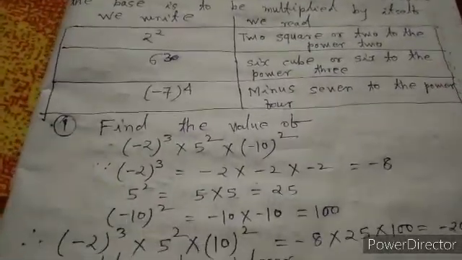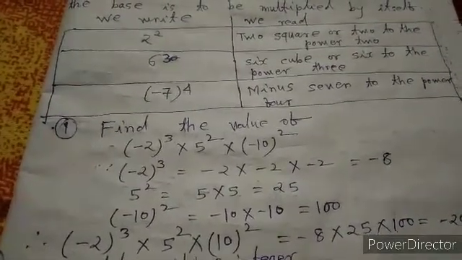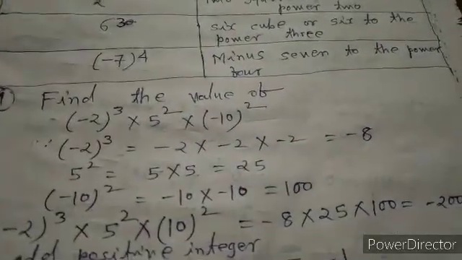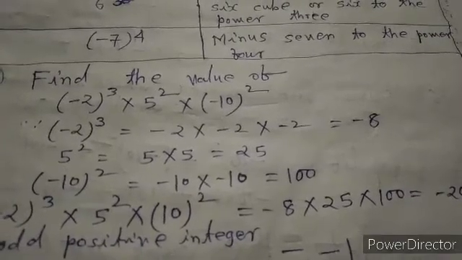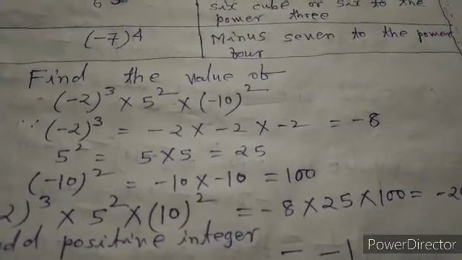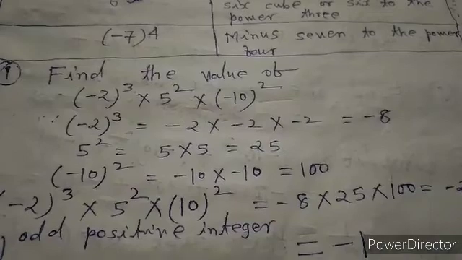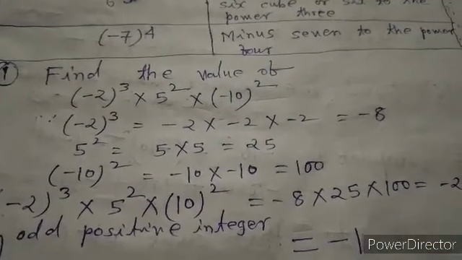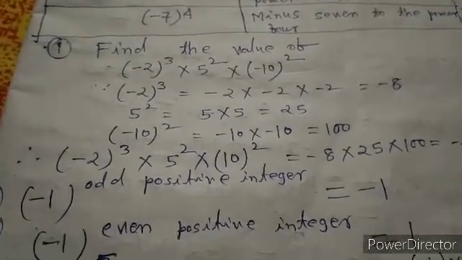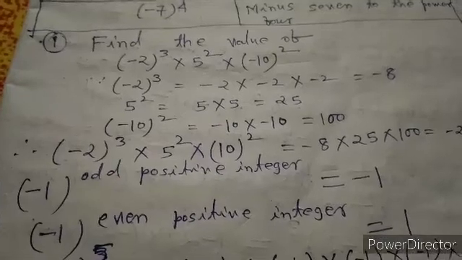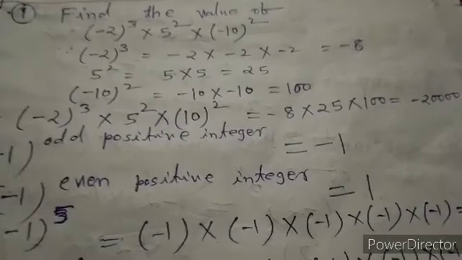Next question, find the value of minus 2 cube into 5 square into minus 10 whole square. Minus 2 cube is equal to minus 2 into minus 2 into minus 2, which is equal to minus 8. 5 square is equal to 5 into 5, which is 25. Minus 10 square is equal to minus 10 into minus 10, which is 100. Hence, minus 2 cube into 5 square into minus 10 square is equal to minus 8 into 25 into 100, which is equal to minus 20,000.